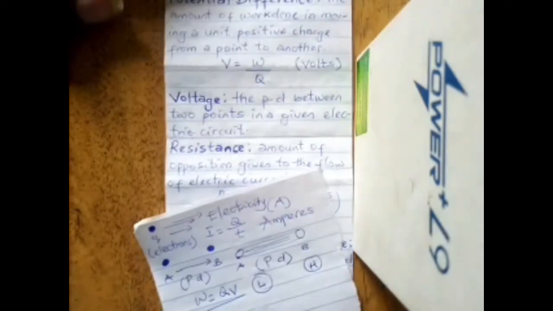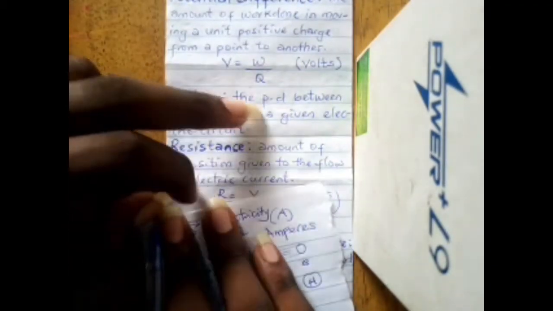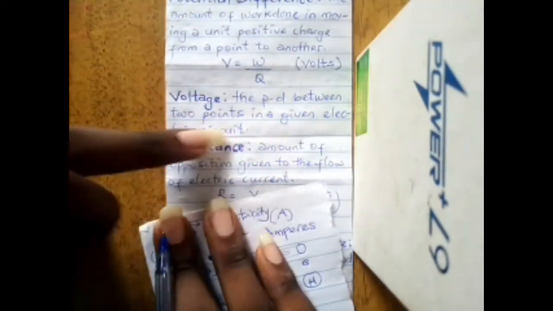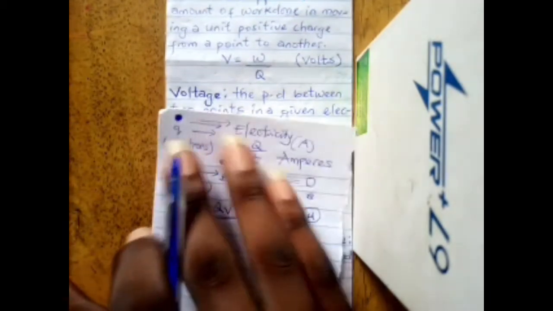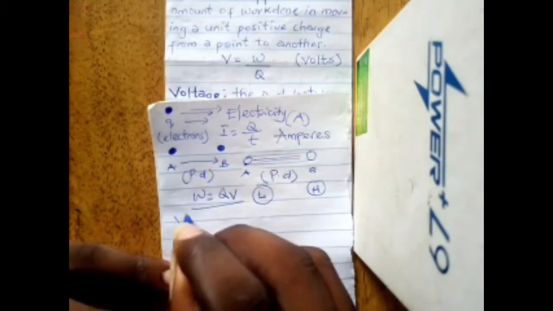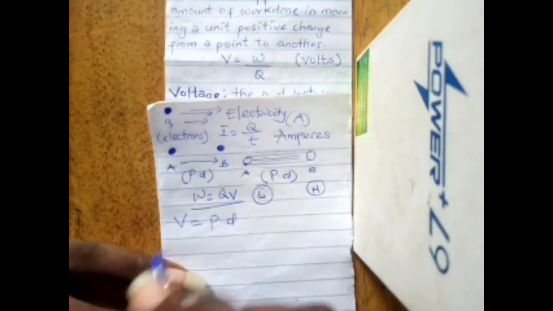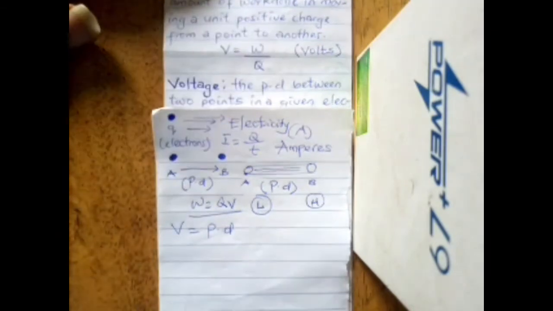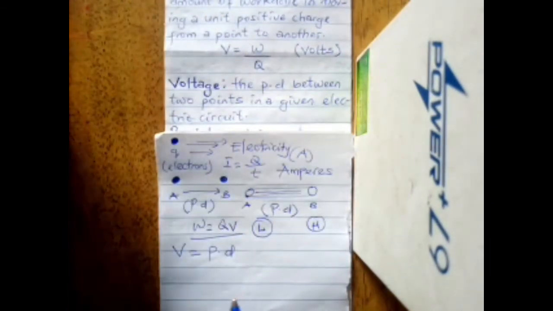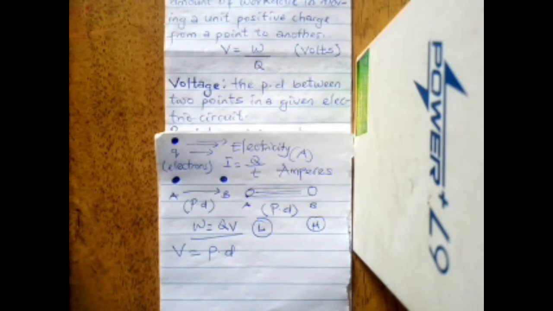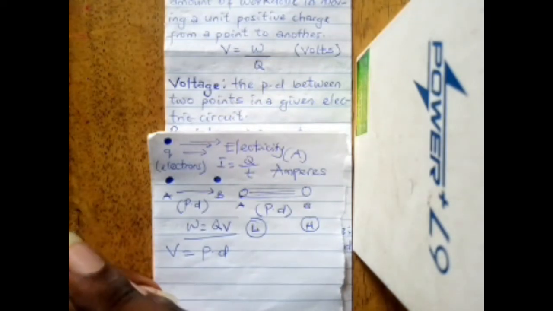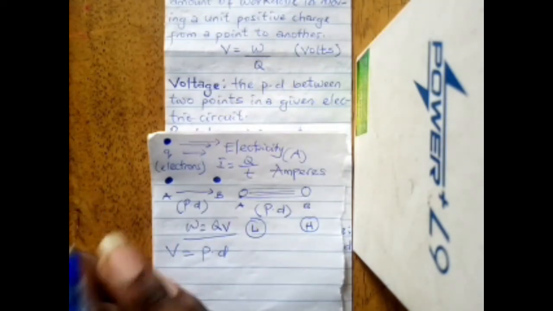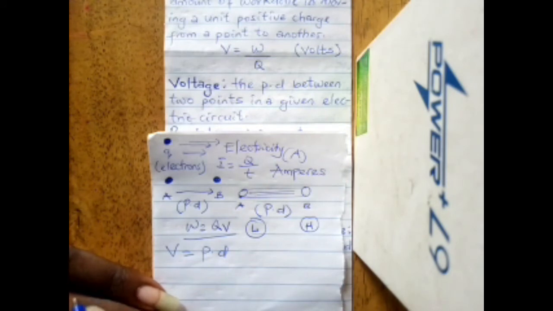Okay, so we're looking at voltage now. Voltage is the potential difference between two points in a given electric circuit. Basically, voltage is synonymous with potential difference, the PD, between two points in a given electric circuit. But let's look at a simple interpretation of how to measure voltage and potential difference.